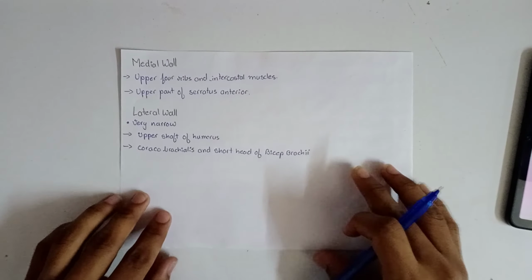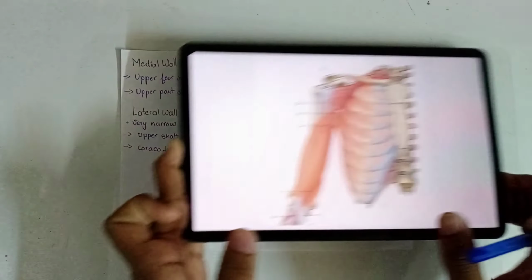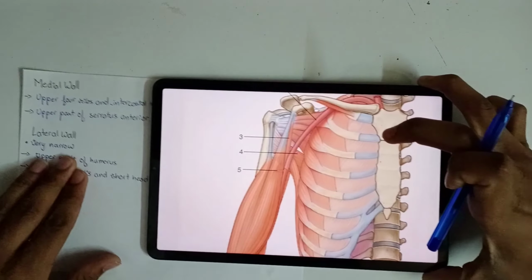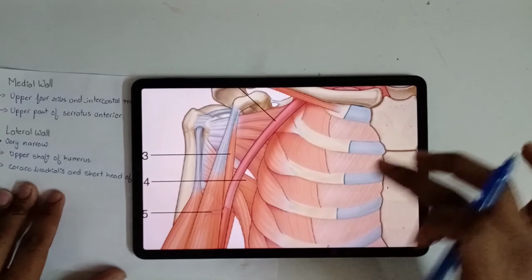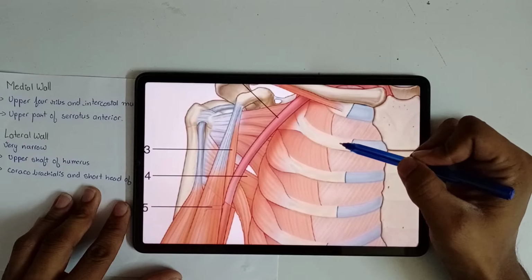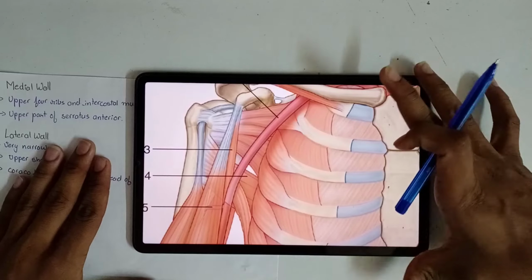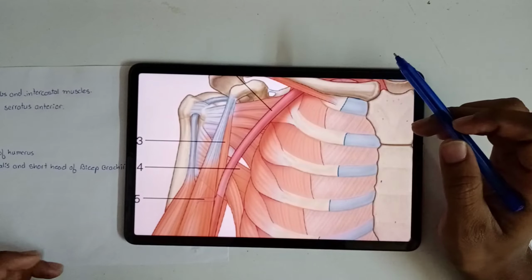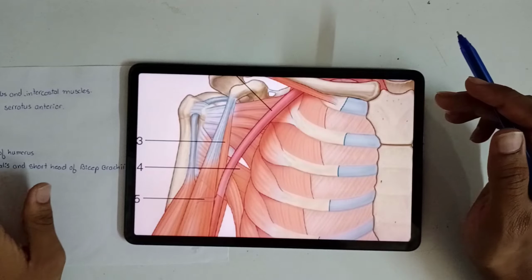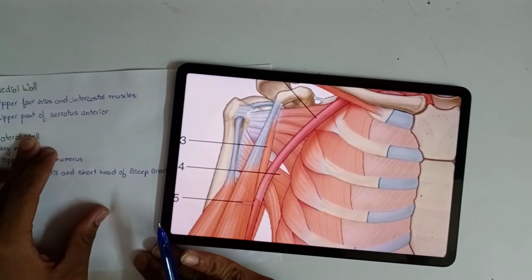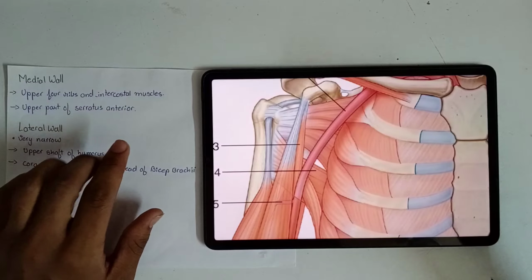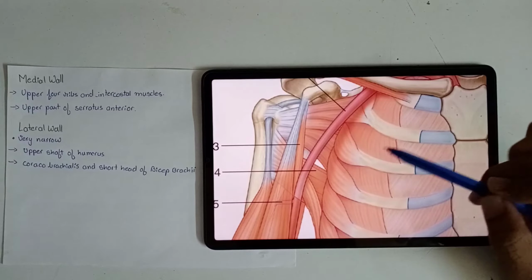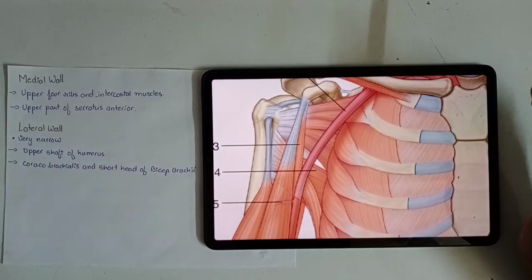Now doing the medial wall. In this image itself, we can see the medial wall is formed by the upper four ribs, 1, 2, 3, 4, and their intercostal muscles. Second, by the upper part of serratus anterior. This is serratus anterior. The upper part of serratus anterior forms the medial wall of the axilla.